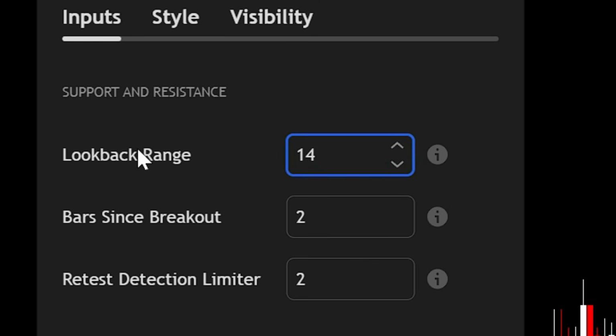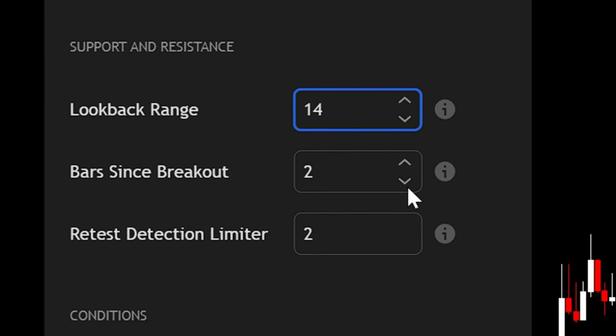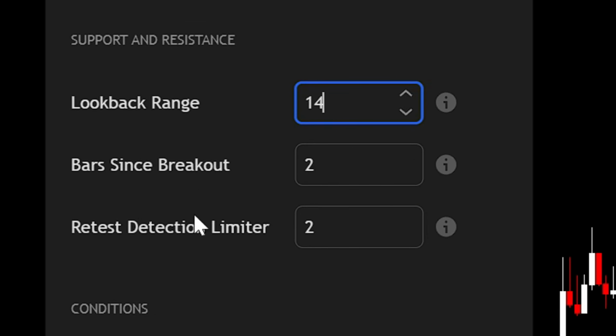A lower look back makes the indicator respond faster to recent price action. Essentially, it prioritizes the most recent highs and lows over older swings, which helps the zones align better with the current market rhythm. If you leave it too high, the zones lag, and you might get signals that feel late or out of sync with what's really happening on the chart.